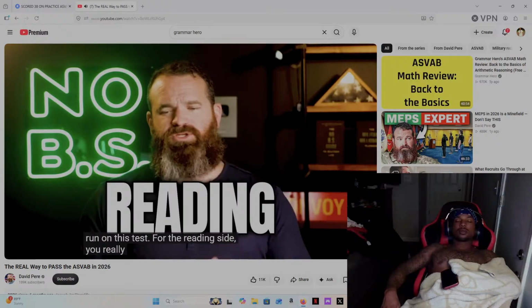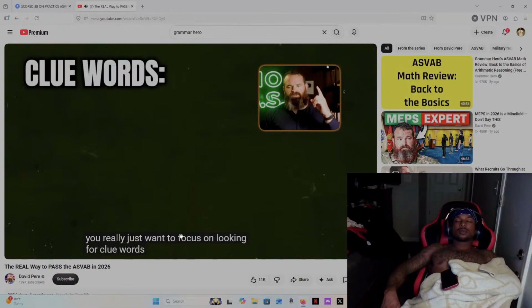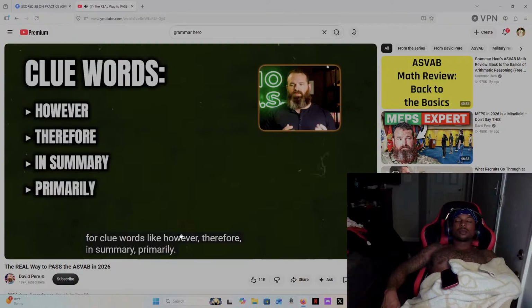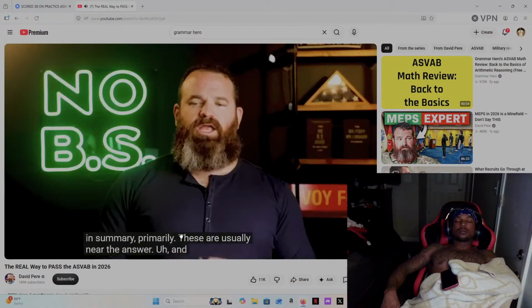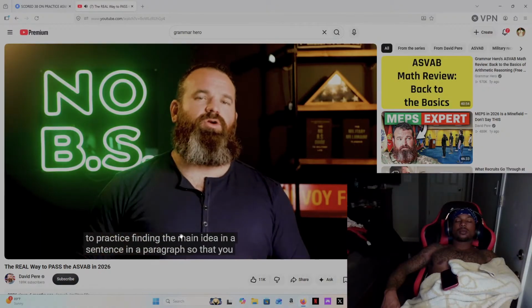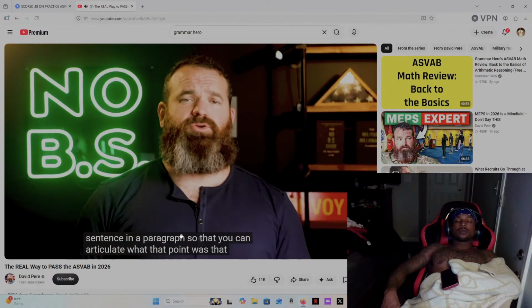For the reading side, you really just want to focus on looking for clue words like however, therefore, in summary, primarily. These are usually near the answer, and you also want to practice finding the main idea in a sentence, in a paragraph, so that you can articulate what that point was that they're trying to drive home.